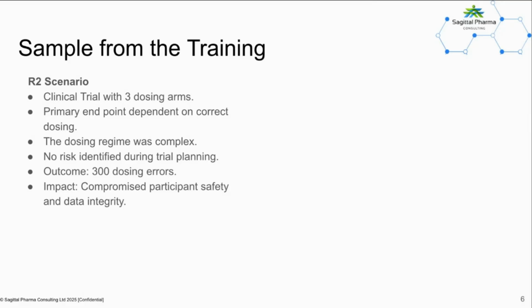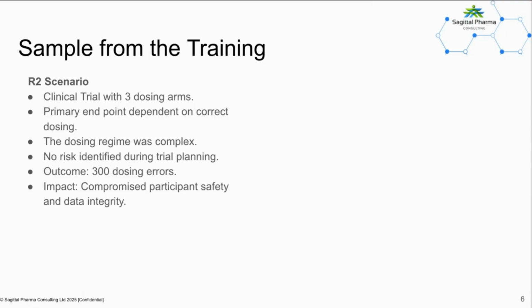Although R2 introduced risk-based monitoring, it didn't yet mandate proactive identification and management of critical to quality factors at the design stage. In this example, dosing accuracy was clearly critical to quality, but it wasn't identified early enough, leading to a preventable issue.